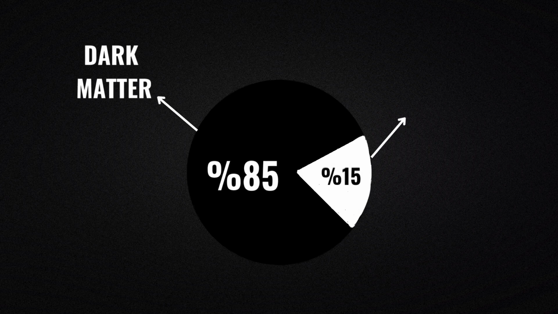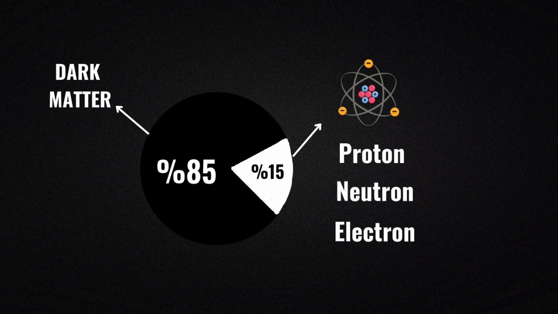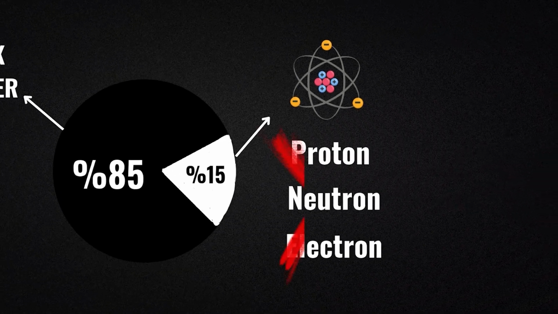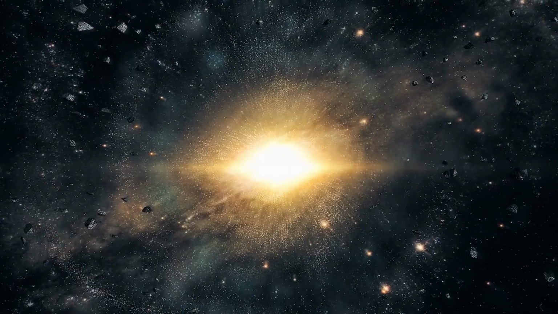What is the matter we know made of? It's made up of components like protons, neutrons, and electrons, right? In dark matter, none of these exist. So how is it that we can't see the most abundant type of matter in the universe at all? There's actually a very simple reason for this, folks. For a substance to be observable, it needs to interact with light. But dark matter doesn't interact with light at all.